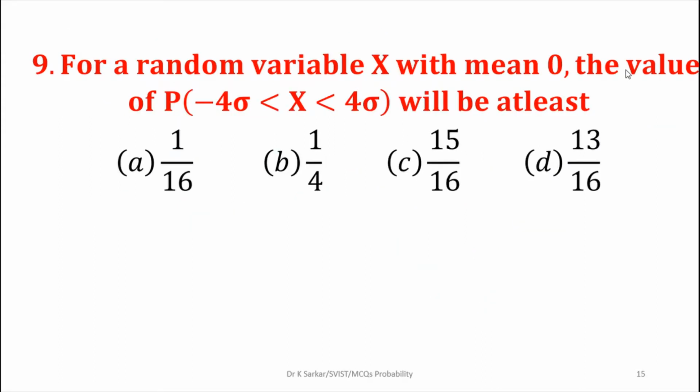Question number 9. For a random variable x with mean 0, we have to find the probability for x less than 4 sigma and greater than minus 4 sigma. This MCQ is of 1 mark because we do not have to work out anything, we just need the prerequisite knowledge: for a continuous distribution, the area under the curve from minus 4 sigma to 4 sigma.